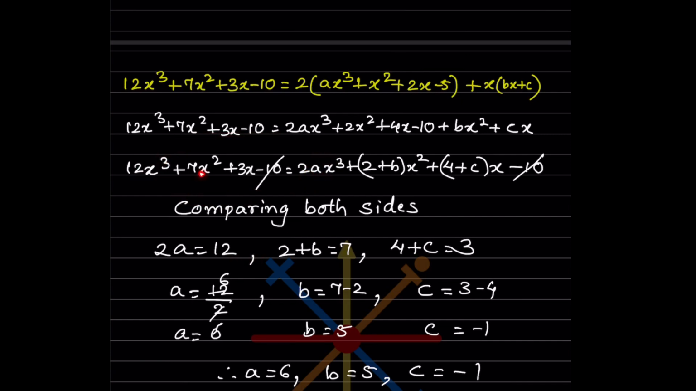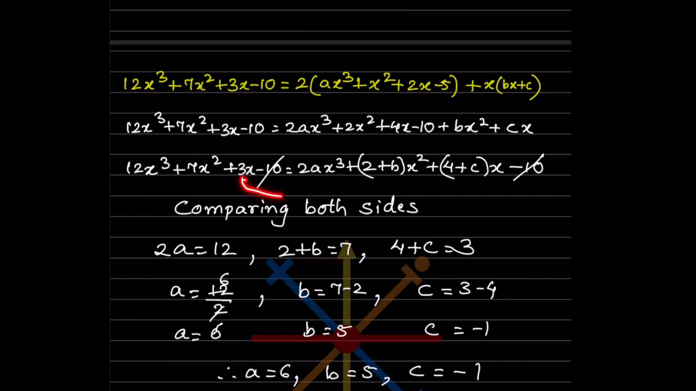Now you will take this x square and this x square together. So what you can see, the coefficient of that is going to be here. This is x square is here. So 2 plus b is equal to 7. Hope you got this one. 2 plus b is equal to 7 and x square. So that you can write it here.